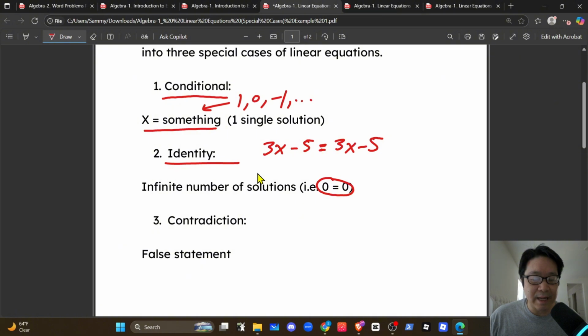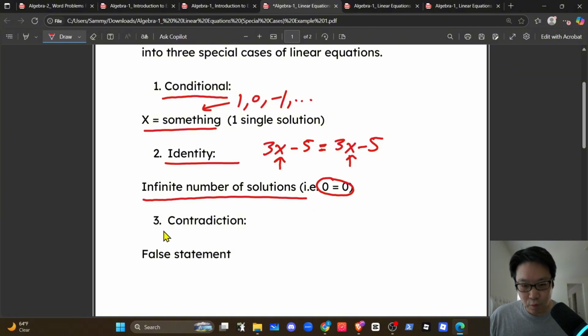And what we mean by an infinite number of solutions is you can plug in any number for x, -1, -5, an infinite set of numbers. And what you'll end up with is a true statement. Okay. The left side will always equal the right side. So you'll always end up getting an infinite number of solutions. And that is called an identity.